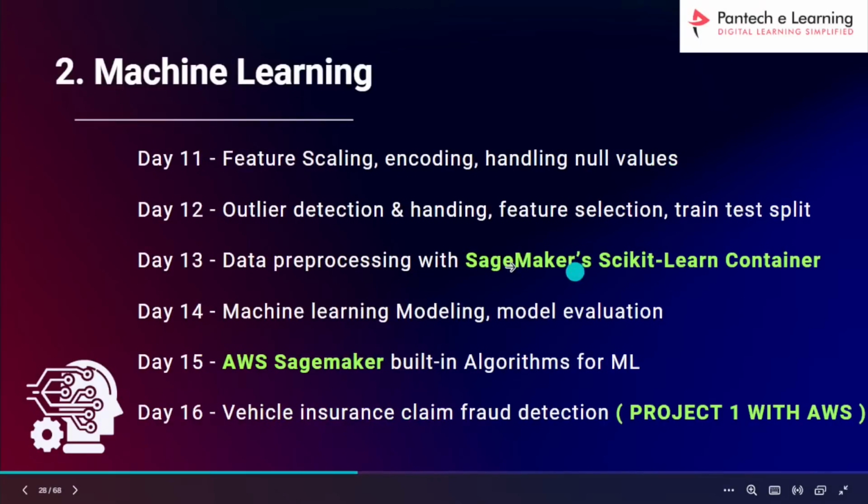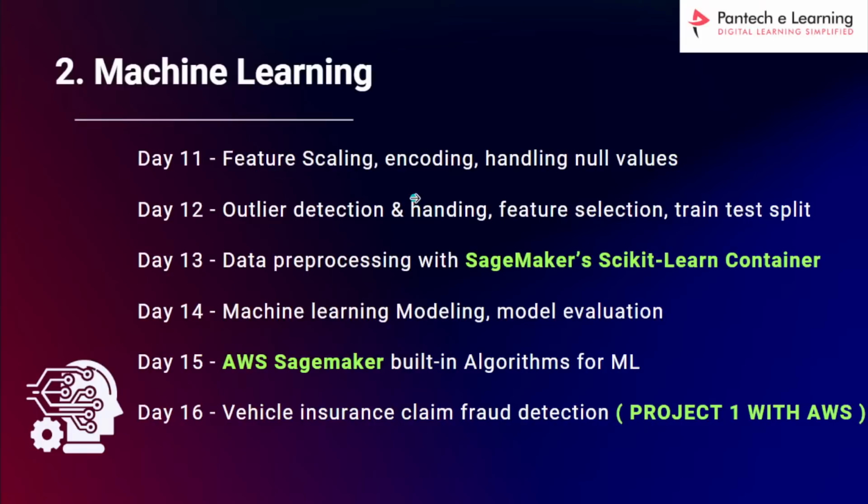Once we complete this, we are going to see the pre-processing tasks with scikit-learn, like feature scaling, encoding, handling null values, outlier detection, feature selection, train test split, and how to do the same task with the SageMaker scikit-learn container. This is a new term. And then the classical machine learning models: what are the algorithms, how to use them, when to use them. And then AWS SageMaker built-in algorithms. AWS has their own algorithms. You can use them too. So we are going to learn about it.